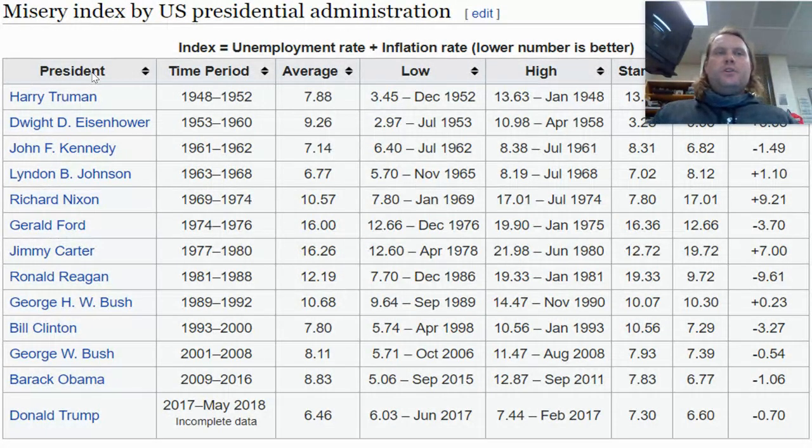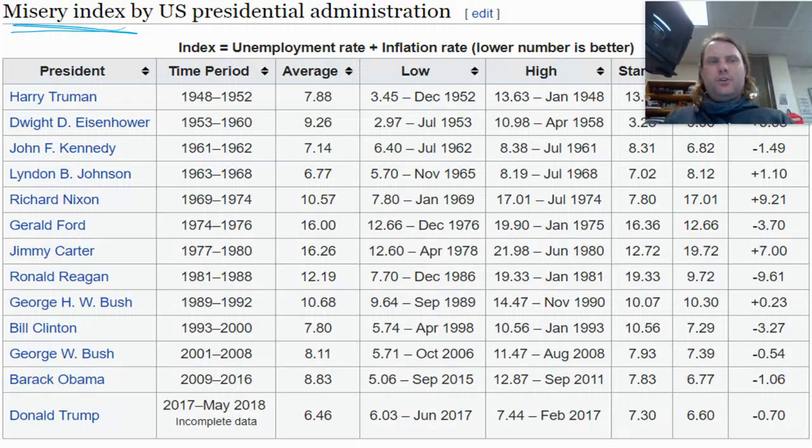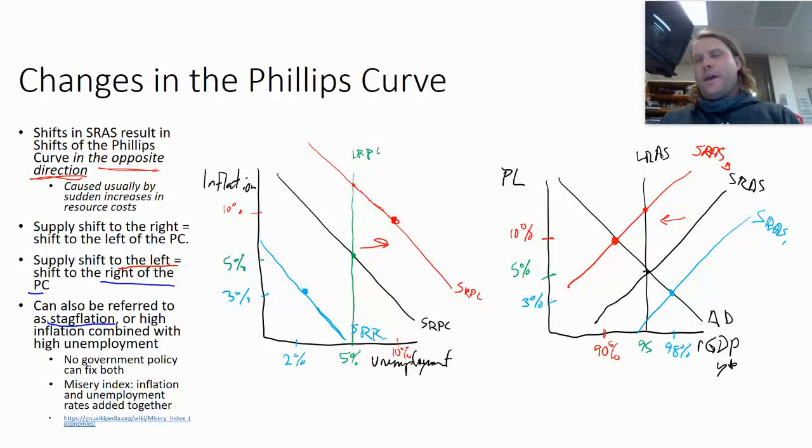Throughout history, they've measured this with what's called the misery index. You may or may not need to know that term. I don't really think that you do, where it adds the inflation and unemployment together. It's just a little bit of a different way to measure what economies are doing. If you were to hear that term, you could know what that is talking about.